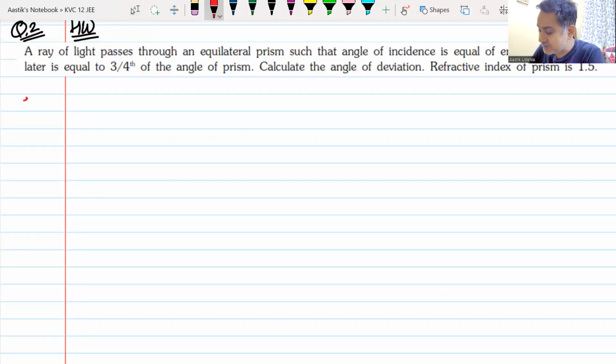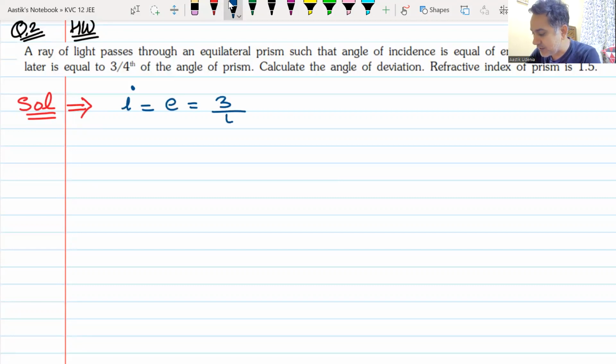What is given here, everyone has tried this, or you want to try more? Angle of incidence is given equal to the angle of emergence, and that is given as 3/4 times the angle of the prism. Yes or no? Yes, sir. So i is equal to e is equal to 3/4 A. The prism is equilateral, so A is equal to 60. Yes, beta. A is equal to 60.